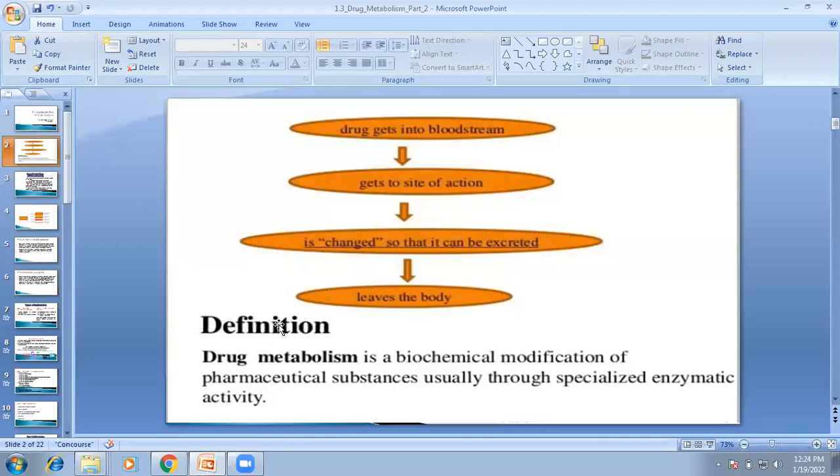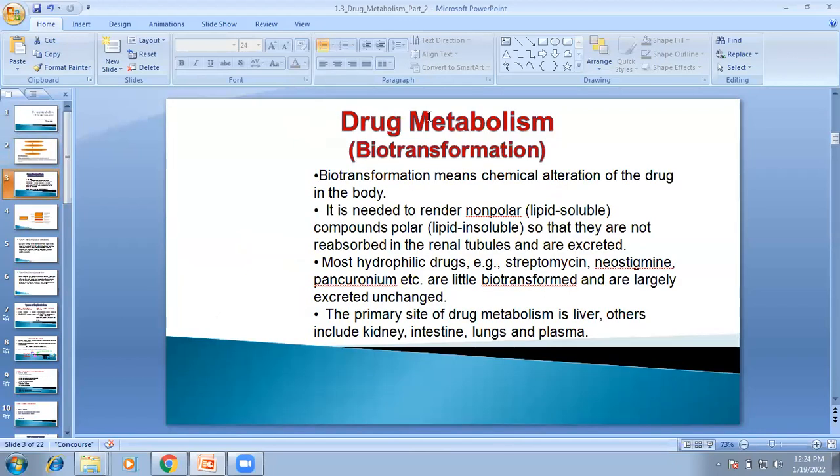So what is drug metabolism? It is a biochemical modification of a pharmaceutical substance, which is done by specialized enzymes that are present in our body. So what are those enzymes, and what are they actually going to do in our body? Drug metabolism or biotransformation means a chemical alteration of the drug in the body, and it is needed to render... what type of change is the metabolic enzyme going to do in our body?